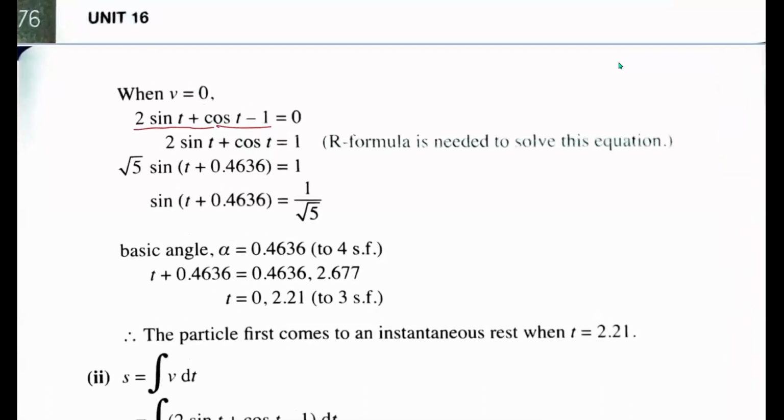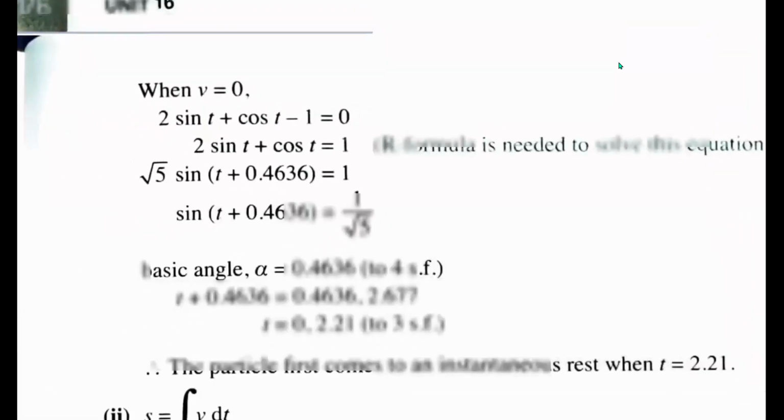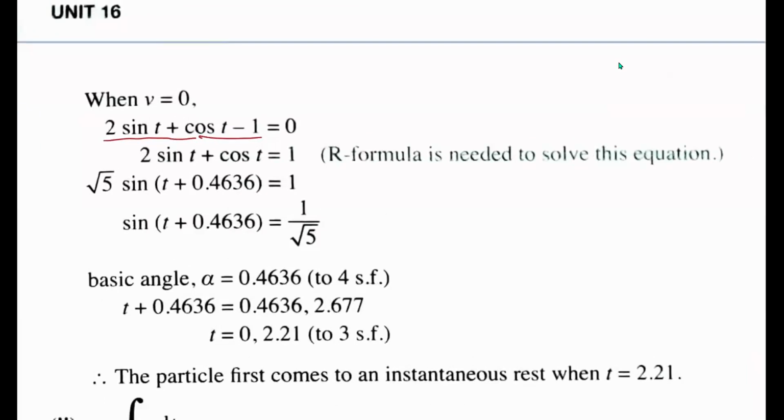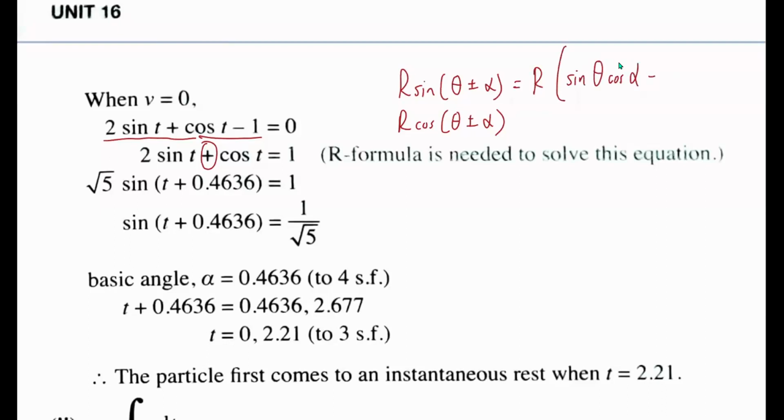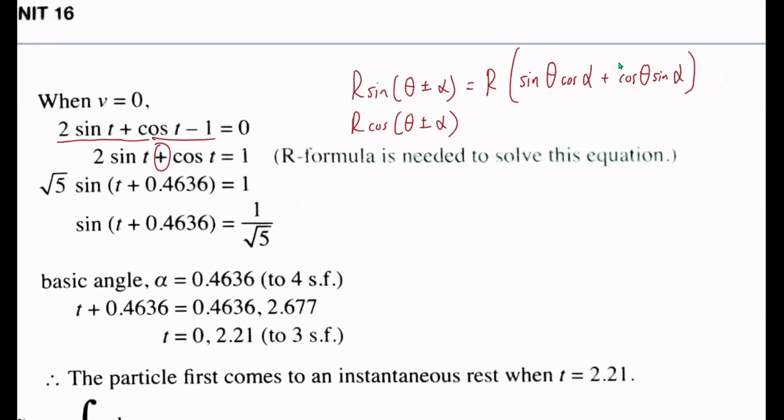Here it requires the R formula. Do you recall the R formula? Yes. It's R sine theta plus or minus alpha, or R cos theta plus or minus alpha, depending on which case it is. Here we have a plus sign, so you probably want R sine theta plus alpha. Why? Because you can expand this as R bracket sine A cos B plus cos A sine B, where A is theta and B is alpha. So maybe it's not theta anymore, it's t.